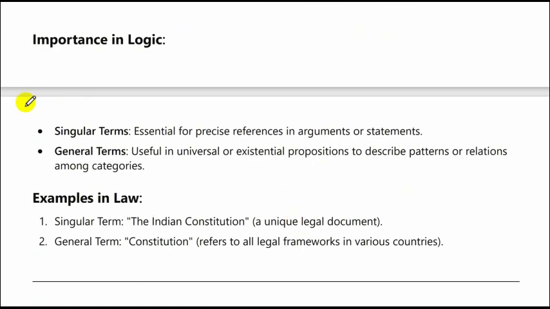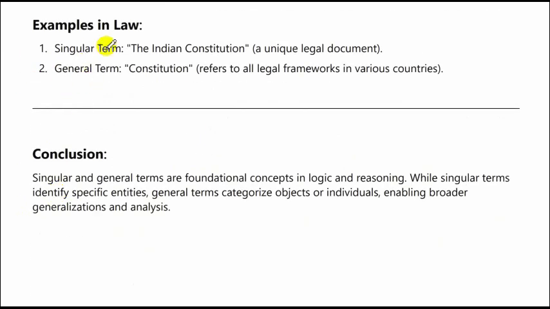So how is it important in logic? Singular terms are essential for precise reference in arguments or statements. General terms are useful in universal or existential propositions, which we studied in the earlier video, to describe patterns or relations among categories. So we use general terms in classes, in categories, and they are connected with universal or existential propositions. Examples in law. Singular term: the Indian Constitution, a unique legal document. General term: Constitution, which refers to all legal frameworks in various countries.